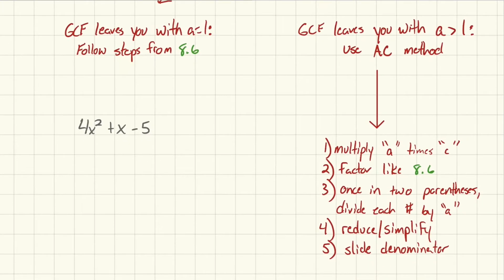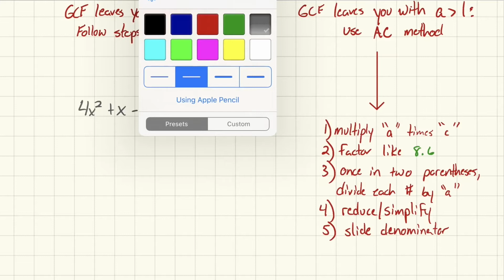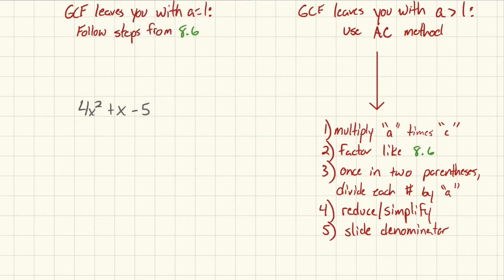Now, the AC method has 5 steps, and the AC method says, step 1, we're going to multiply A times C. Well, what does that mean? So if I have this sample problem to the left here, 4x squared plus x minus 5. When I say multiply A times C, remember in our quadratic we have ax squared plus bx plus c. So we know what A is, we know what C is.